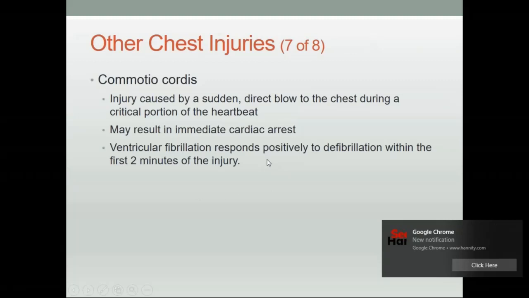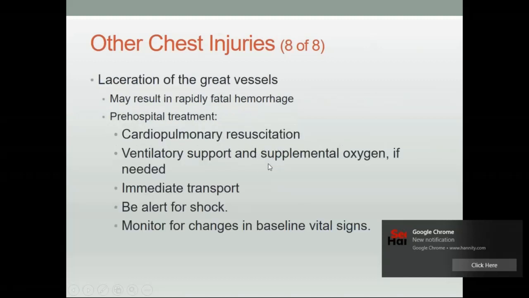So that's the mechanism of injury that causes this. The treatment is CPR followed by quick defibrillation with an AED or, at the paramedic level, with a cardiac monitor defibrillator.